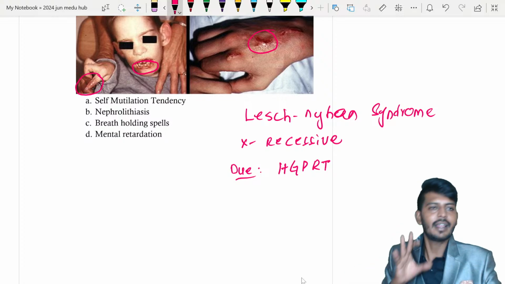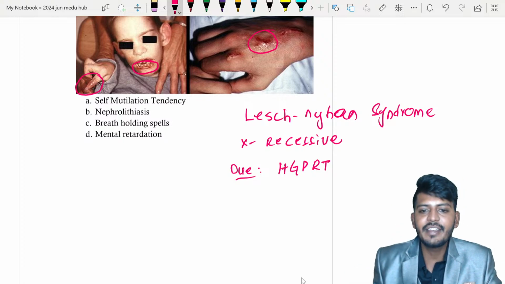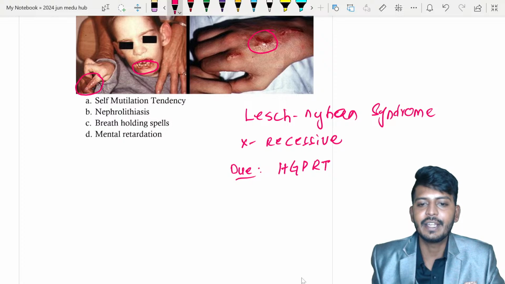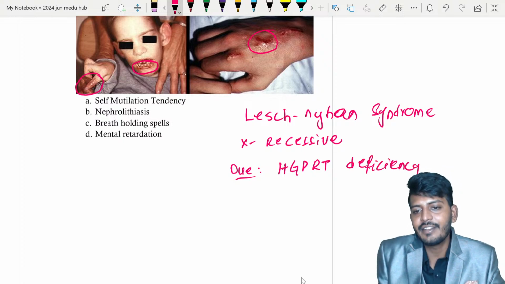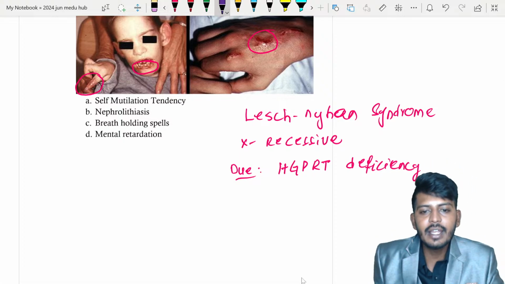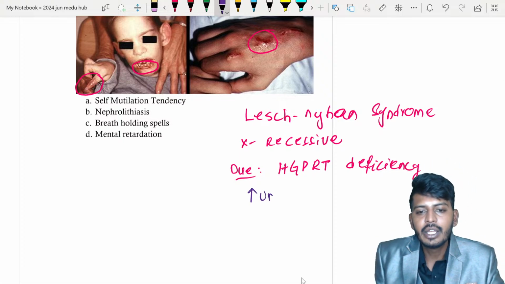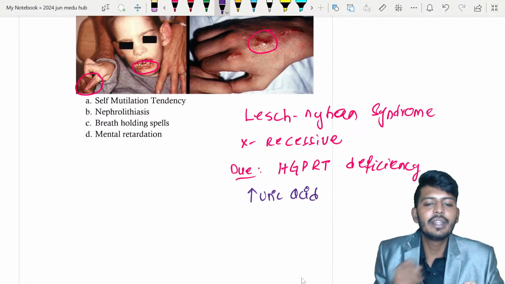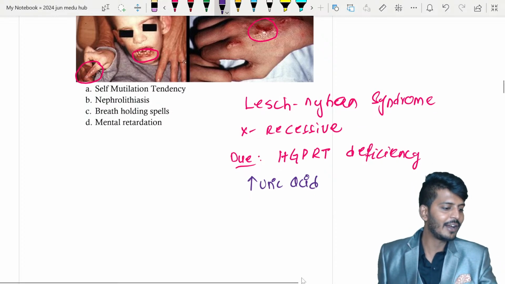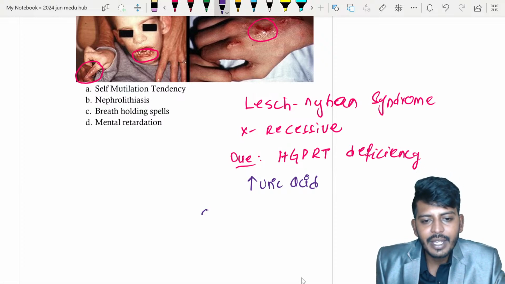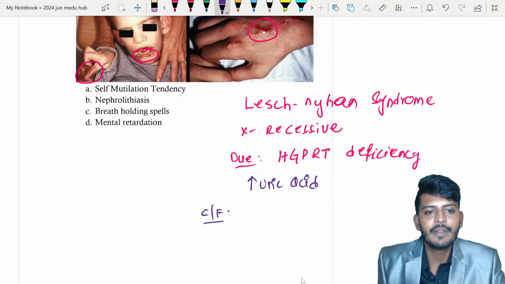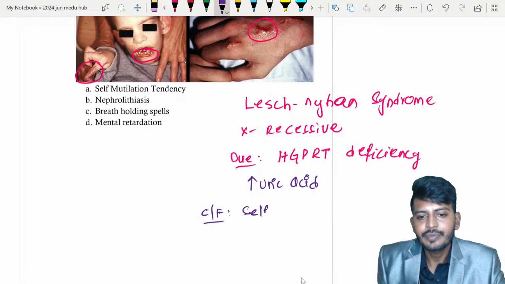HGPRT कहाँ पे काम आता है? We will discuss in some time. So HGPRT will be deficient. Due to HGPRT deficiency, there will be an increase of uric acid. Okay, so this increase of uric acid is what is called Lesch-Nyhan syndrome. So the increase of uric acid will present to the clinical feature with self mutilation very high.